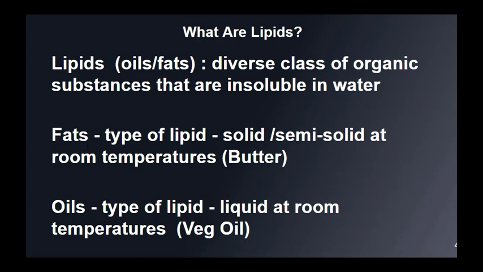We've got two main types of lipids. We've got the fats. An example would be butter, which stays as a solid at room temperature. And we've got the oils. An example would be vegetable oil, which will actually stay as a liquid at room temperature.